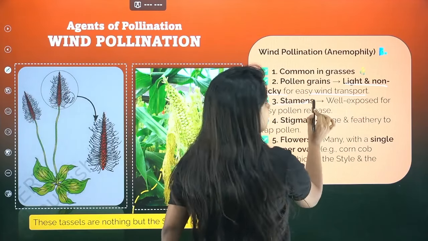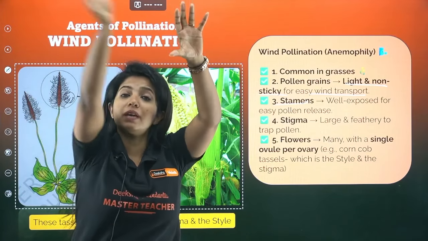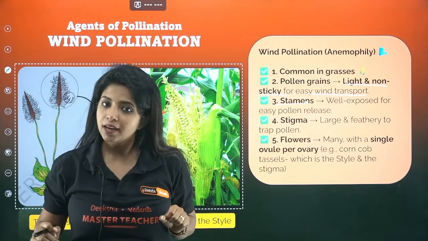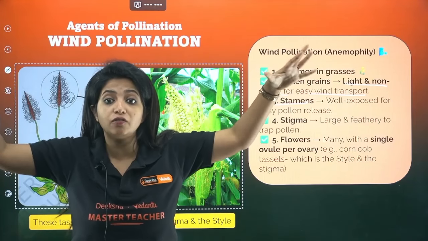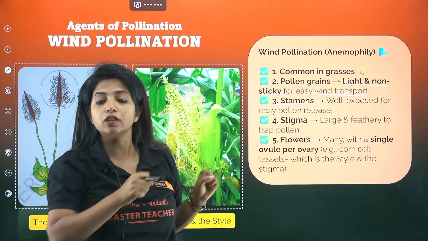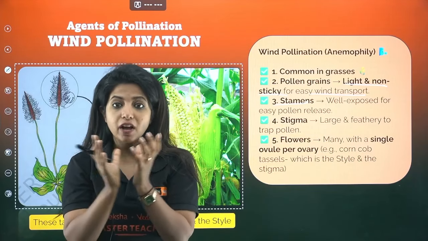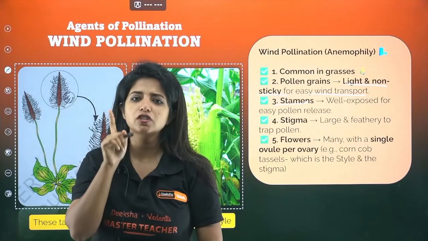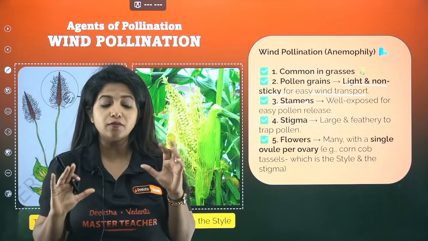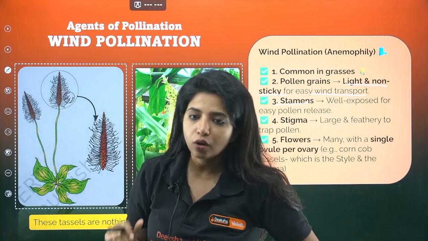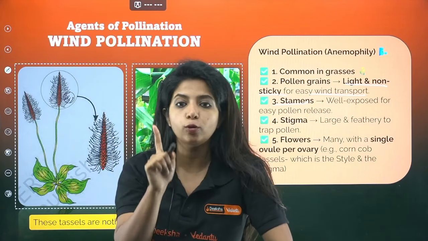The stamen, the male part, should be well exposed. Why? Because the wind should be able to carry the pollen grains. What about the stigma? The stigma should be large and feathery, to trap the pollen grains traveling through the wind. What about the flowers? The flowers can be many, but always remember they have just a single ovule. Why? Because pollination may or may not happen, so they do not have to waste their energy in the formation of ovules. Flowers are many, but they will have only one ovule per ovary.